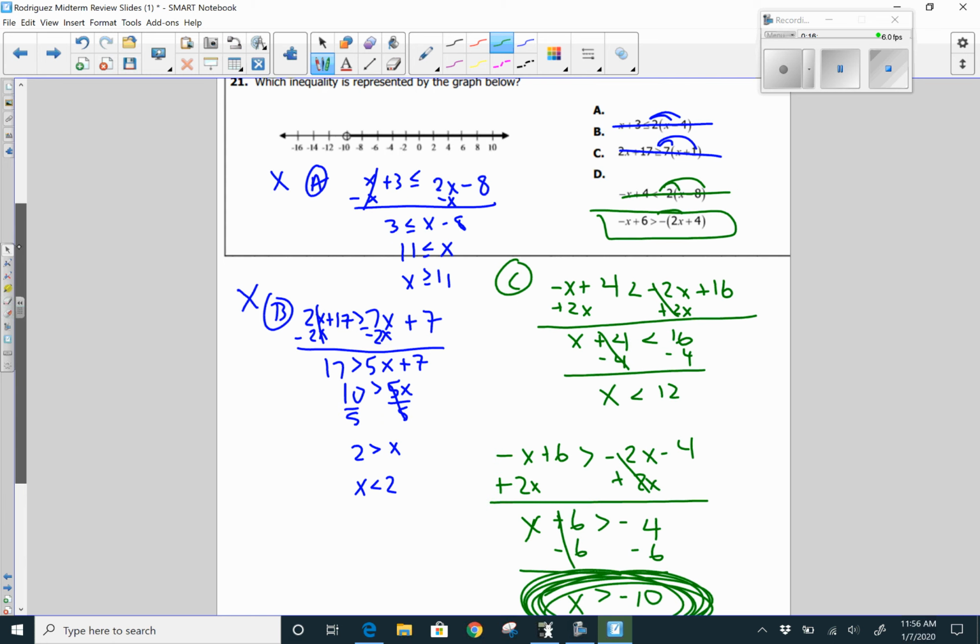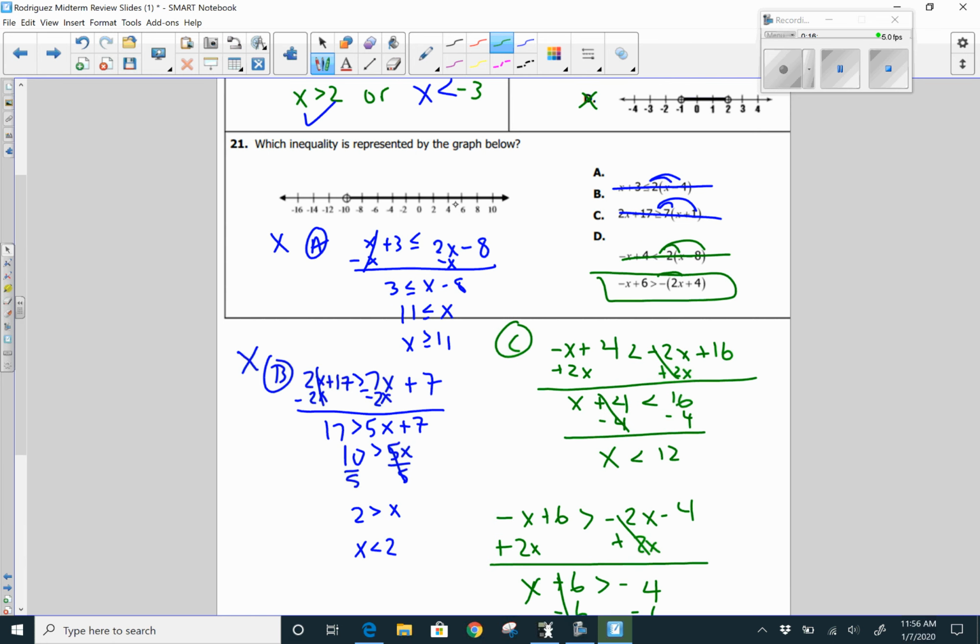Okay, so I'm going to go over here and just check it. Is x greater than negative 10? Yes, it is. So the answer is D. Okay, thank you guys for letting me teach you.